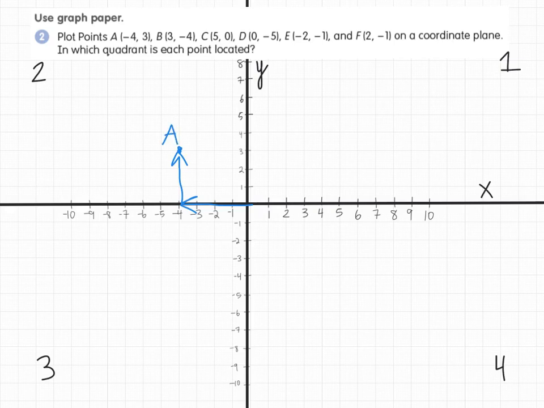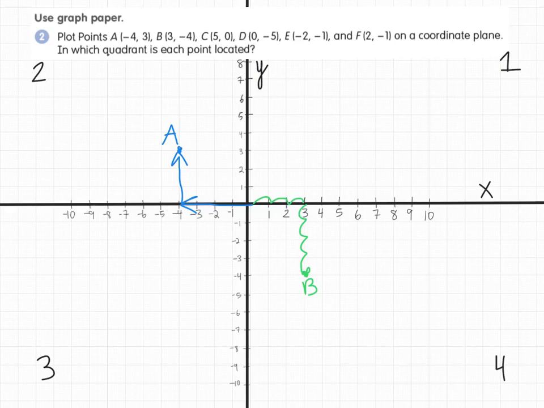Point B is going to be 3, -4. I'm going to go over 3, and then I'm going to go down to the -4. This is point B right here. It's at 3, -4, and it is in the 4th quadrant.